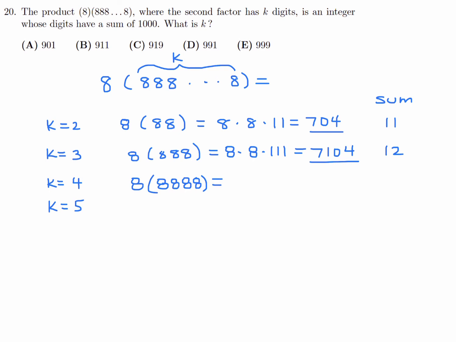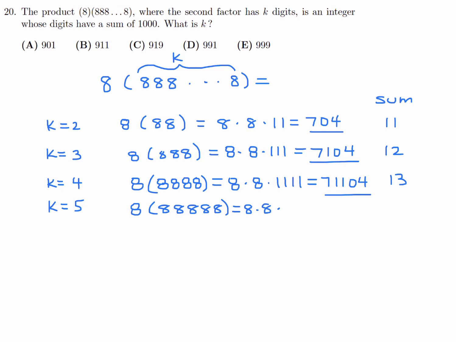Now I've got k equals 4. This is going to be 8 times 1111, and that is 71104. The sum of the digits of that number is 13. Let's do one more. I think you probably have figured out the pattern by now, but let's just do one more. When k is 5, this is 8 times 11111, and that is 711104, and the sum of the digits here is 14.